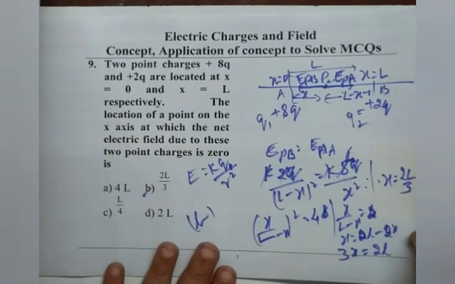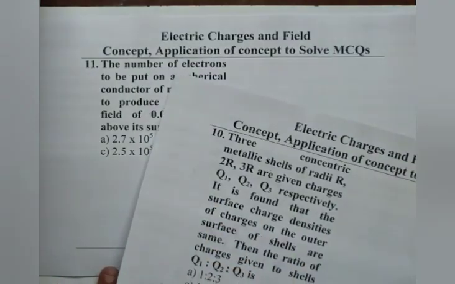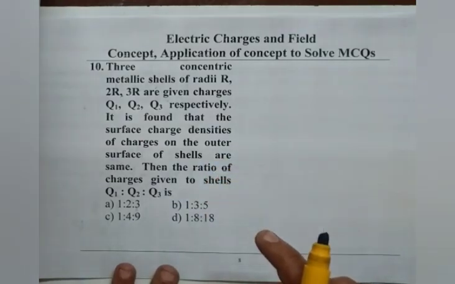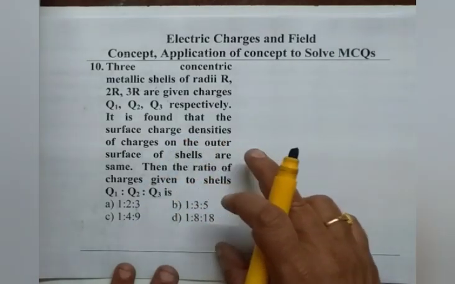Now we go for the next question, the 10th one. We read: three concentric metallic shells of radius r, 2r, 3r are given charges q1, q2, q3 respectively. It is found that the surface charge densities of charges on the outer surface of the shells are the same. Then find the ratio of charges given to the shells. Observe here, we are thinking of charge densities. Here, as the spheres are given, we are asked to calculate the surface charge densities. In fact, they have given that the surface charge densities are the same.